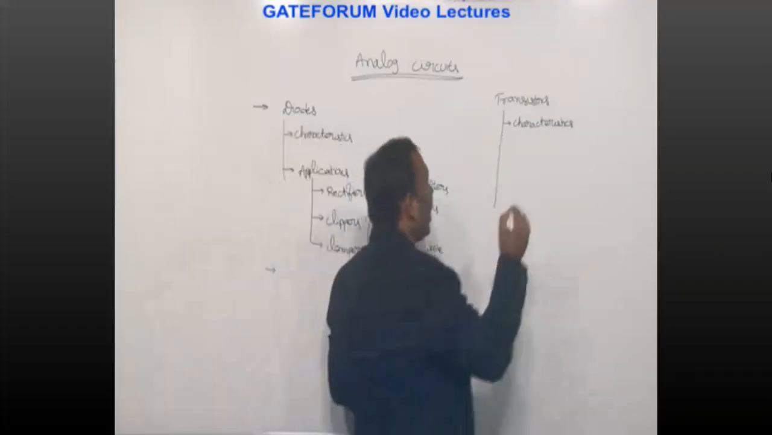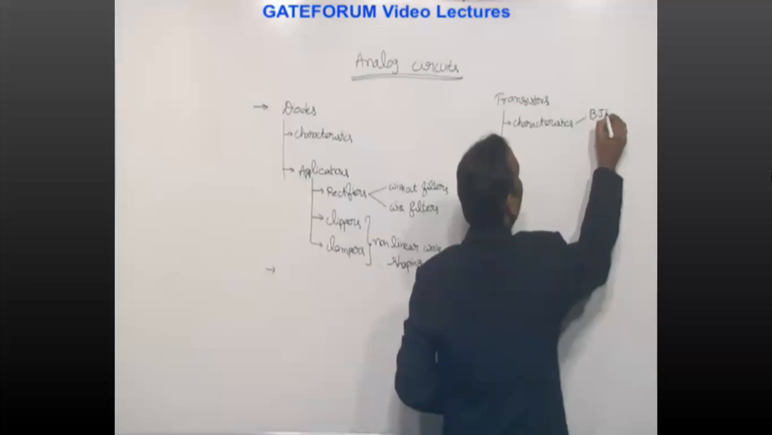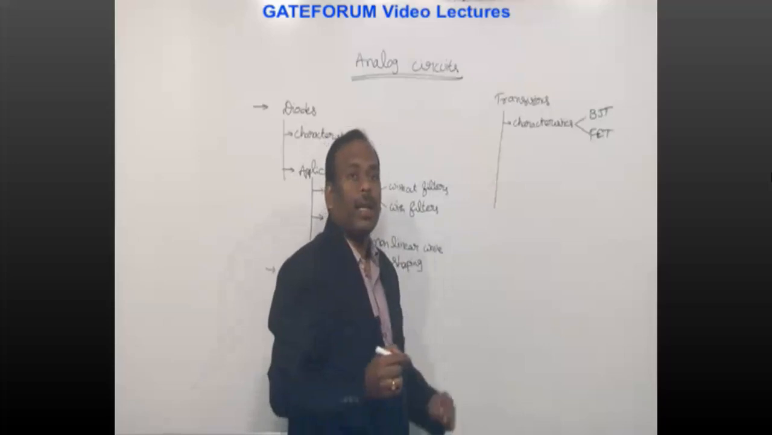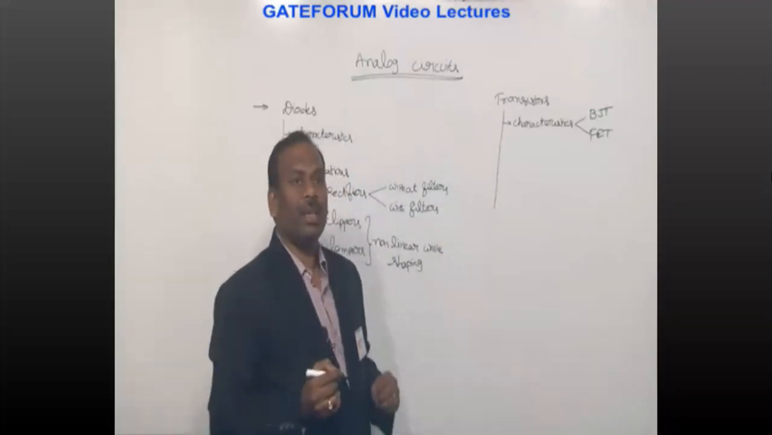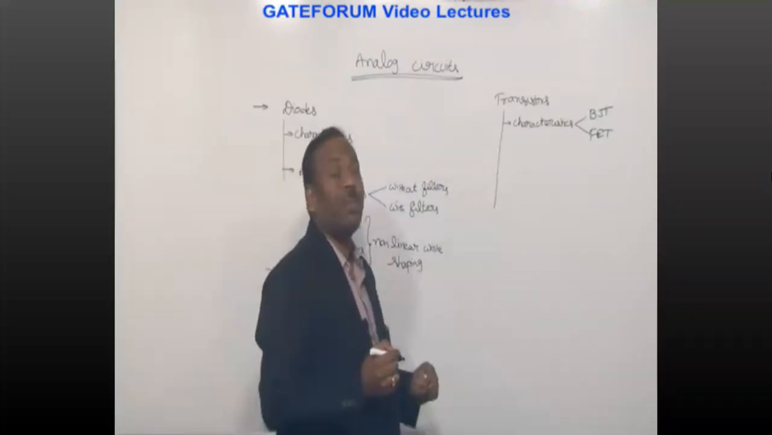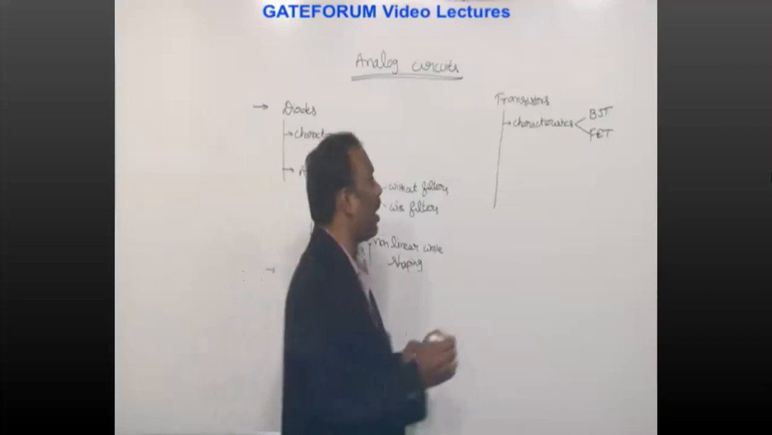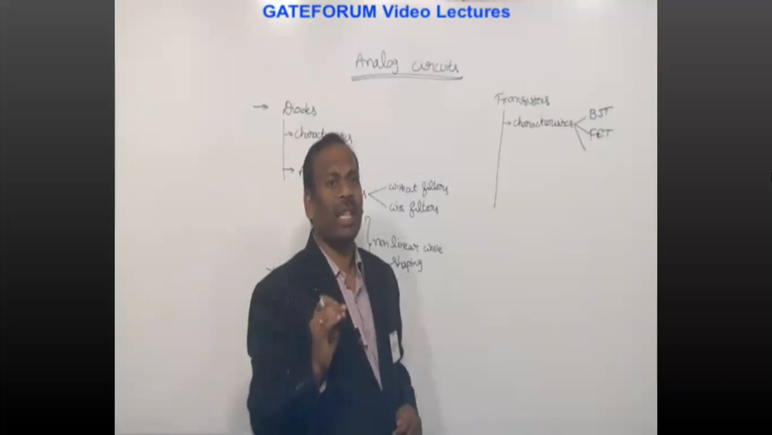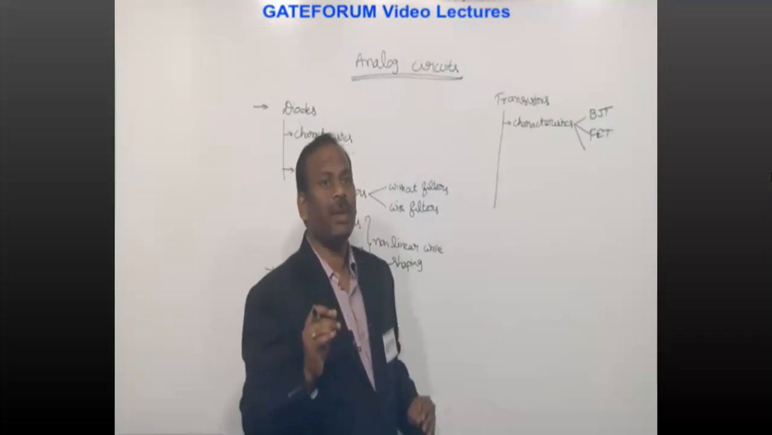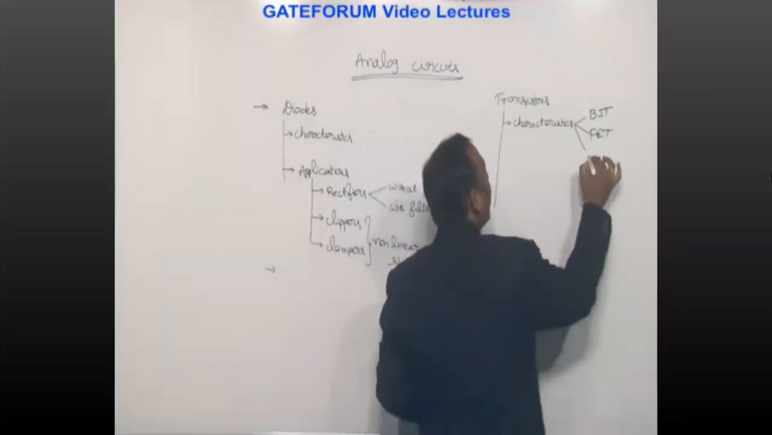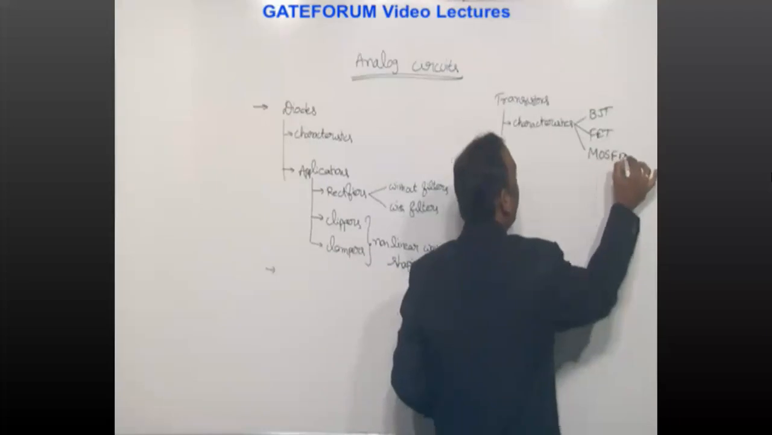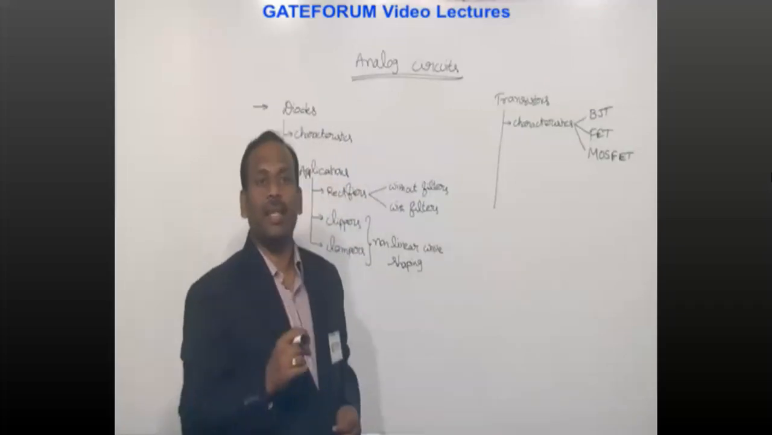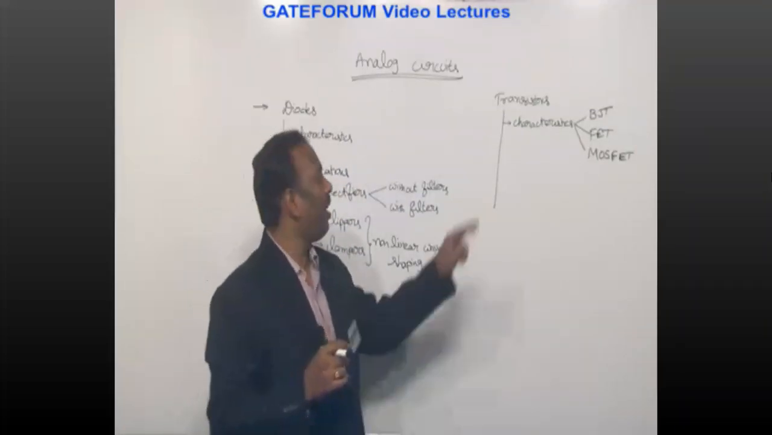Once again, here characteristics: bipolar junction transistors, field effect transistors. Till the 2015 GATE syllabus, we were having only BJT and FET characteristics. But the latest edition is in 2016, with small minor modifications compared to the 2015 GATE syllabus. If you go through that one, they have included MOSFET characteristics also. BJT characteristics, JFET characteristics, MOSFET characteristics. We are going to see next.